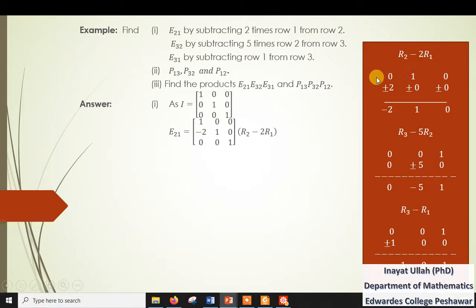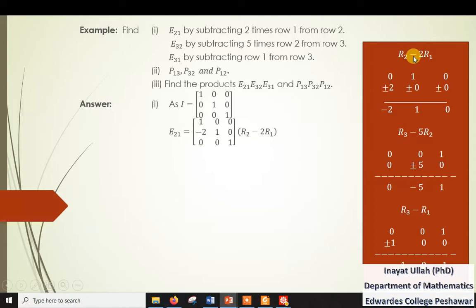First of all, we need to write R2 here. So R2, second row of this identity matrix, 0 1 0, and then multiply 2 with R1. So multiplying 2 with this row 1, 2 ones are 2, 0, 0, so that is 2 0 0, and then subtracting these two.